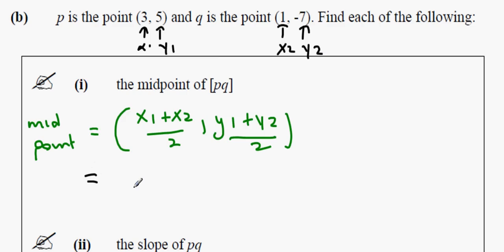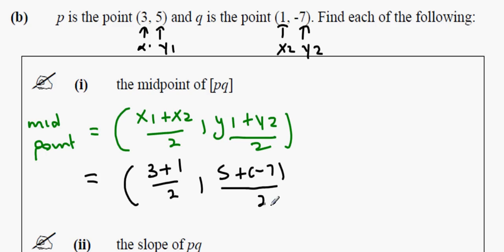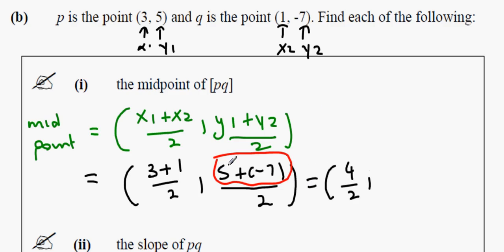When we put it into our formula, we get 3 plus 1 divided by 2, and y1, which is 5, plus minus 7 divided by 2. Remember, put all minuses inside brackets. We can add 3 and 1 together, no real need for a calculator there. It's going to be 4 over 2. 5 plus minus 7, put that into your calculator, and you get minus 2 divided by 2.